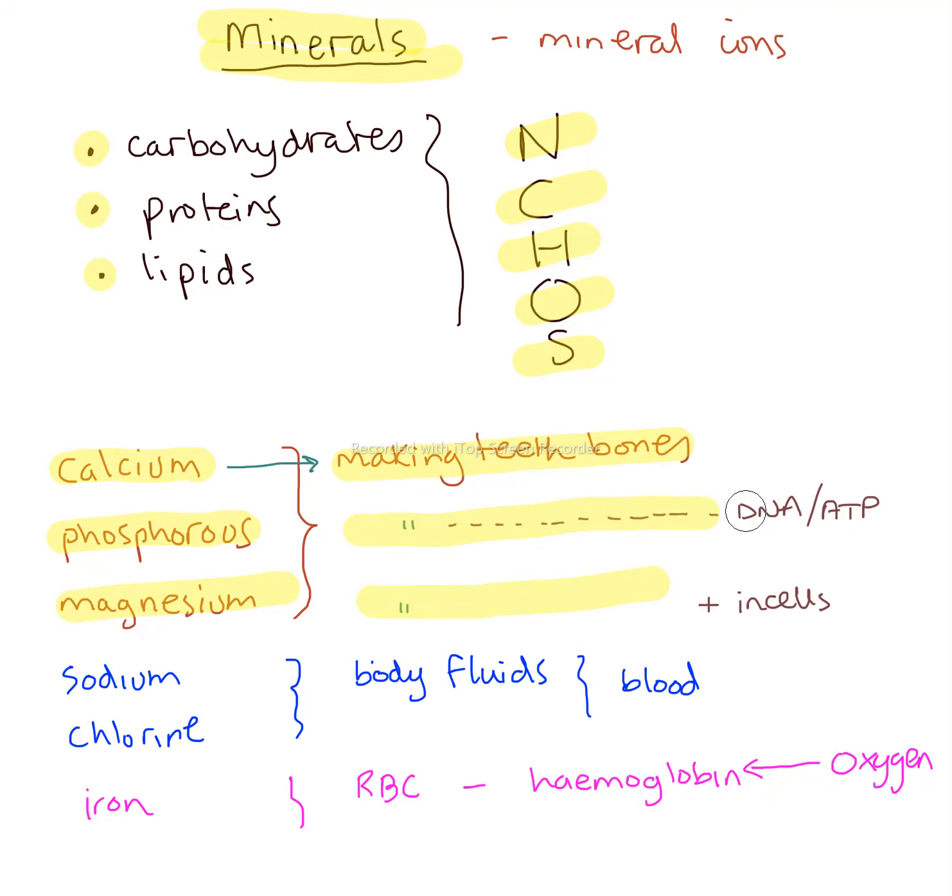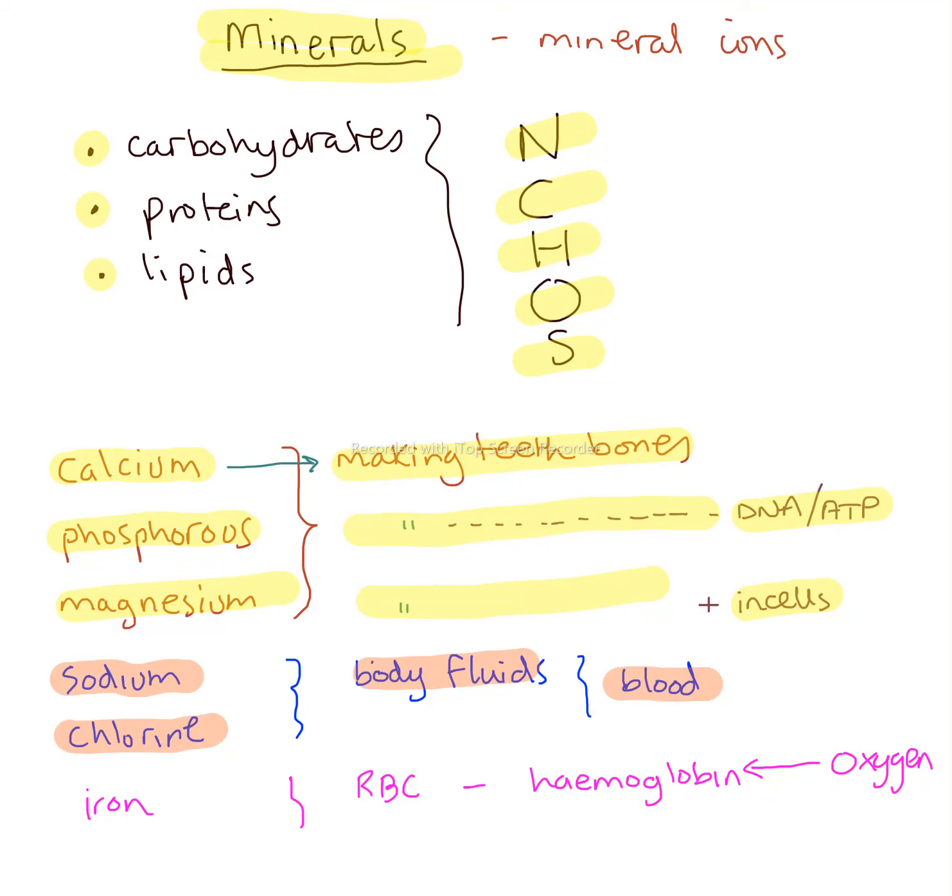Phosphorus can also be used to make DNA and ATP, adenosine triphosphate. That's like a battery pack, but don't worry about that. And magnesium for making teeth and bones, and also it's used inside cells. Right, let's move on. Sodium and chlorine are used in body fluids, and the most important body fluid that we've got is blood. So those are important parts of the blood makeup.